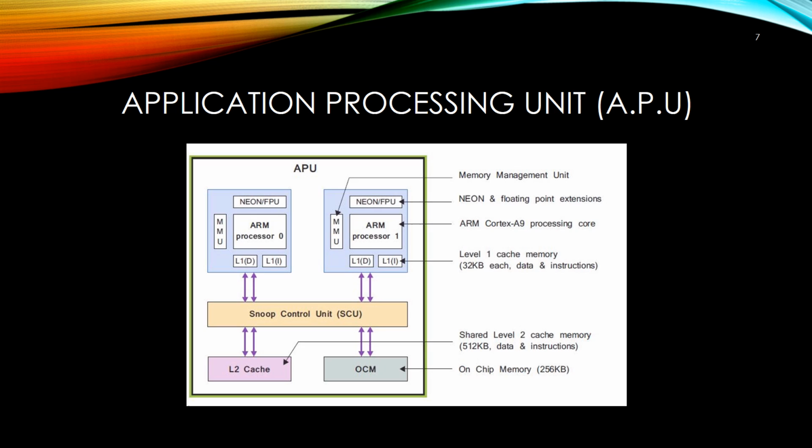The SCU is responsible for maintaining memory coherency between the processor data cache memories, which are marked as L1D, and the shared Level 2 cache memory. It also initiates and controls access to the Level 2 cache, arbitrating between requests from the two cores where necessary. The SCU additionally manages transactions that take place between the PS and PL via the Accelerator Coherency Port, ACP, not shown in the simplified A.P.U diagram. Let's take a more detailed look at the Neon and the floating point extensions.